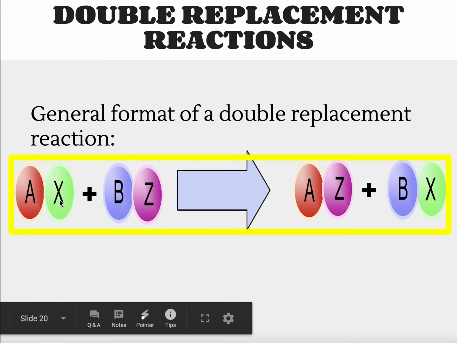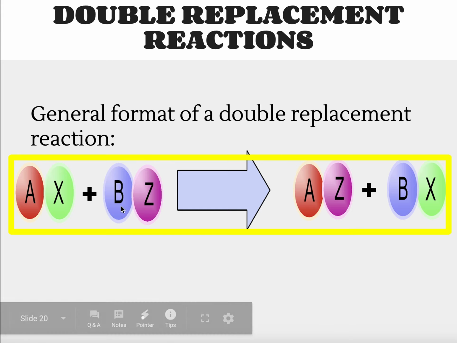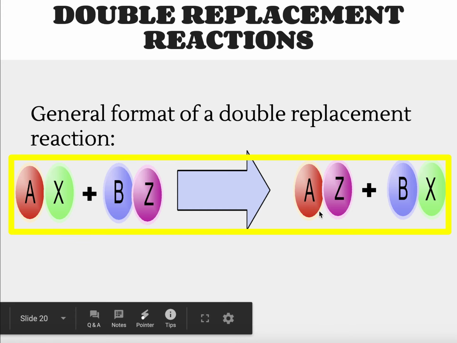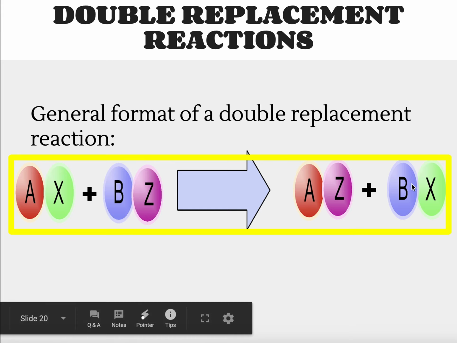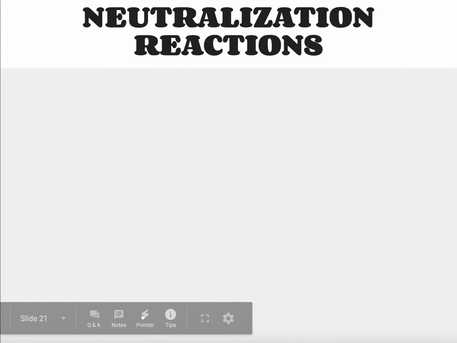So you'll notice A was with X. Well, now A is with Z. B was with Z, and now B is with X. And notice that the positive ion, whatever went first, stays first. So A is first in the formula, and B, which is first, stays first in the product formula.